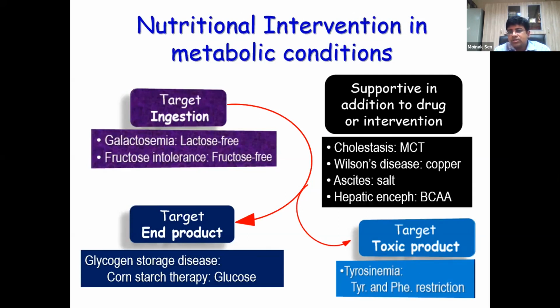In addition to the supportive therapy, you have cholestasis, where you give medium chain triglycerides; Wilson's disease, where you have copper restrictions; ascites, where you restrict salt; and hepatic encephalopathy, where you give branched chain amino acids.